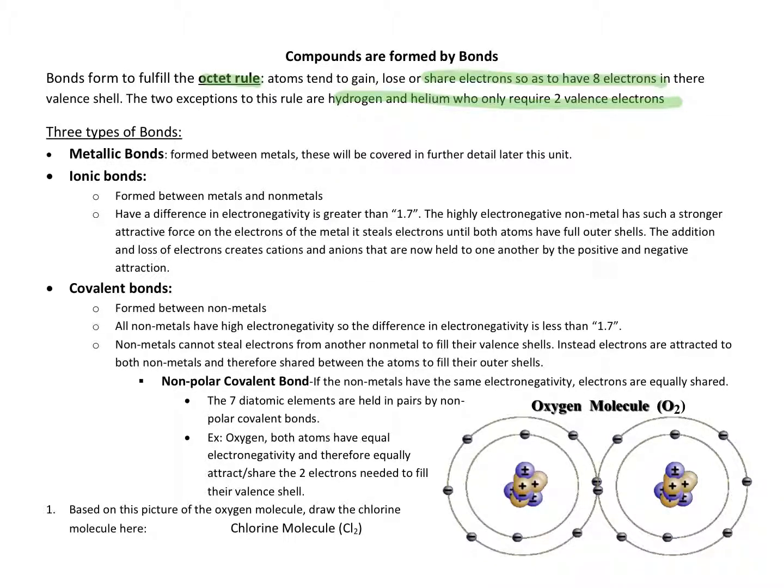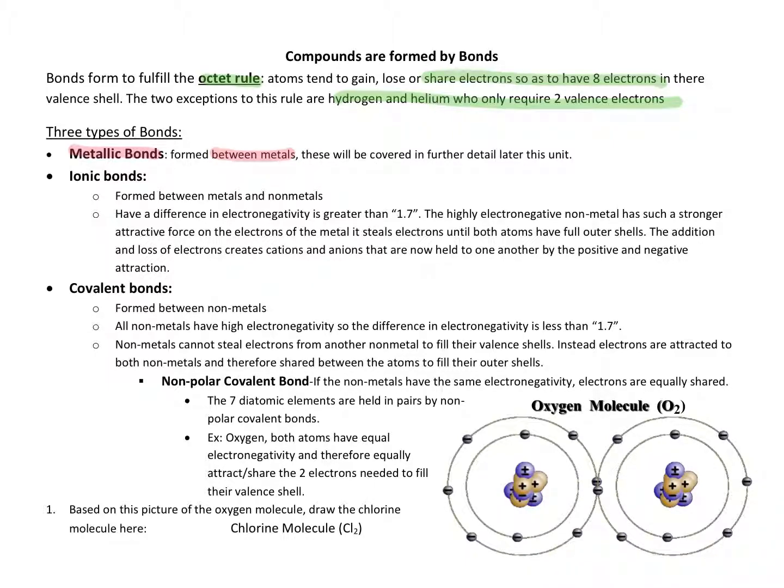So there are 3 types of bonds: metallic bonds, ionic bonds, and covalent bonds. Metallic bonds are easy. They're formed between metals, and we'll cover them later on. It's just metal to metal, and they're very, very easy because there's not much to it.